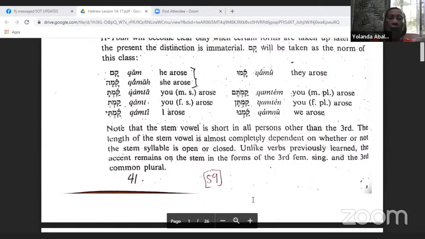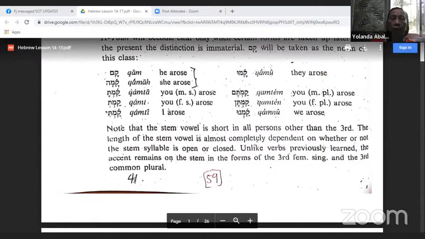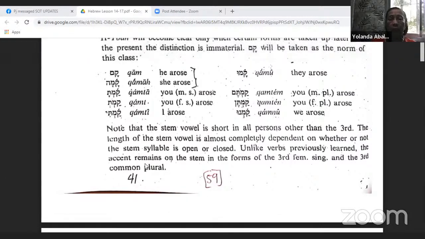Note that the stem vowel is short in all persons other than the third person. Alin ba ang third person? Yung tinatawag nating he and she. The length of the stem vowel is almost completely dependent on whether or not the stem syllable is open.